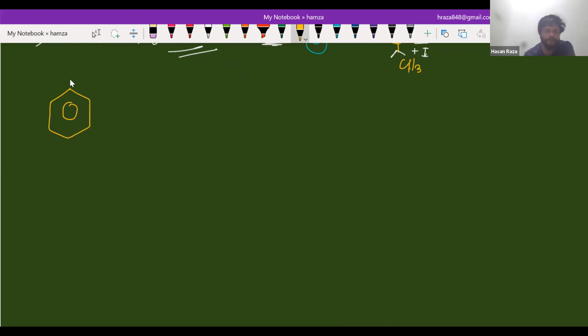This is our phenol, and I'm going to put NO2 at para position, and another phenol, and I'm going to put NO2 at meta position. So there is a question. This is A and this is B.